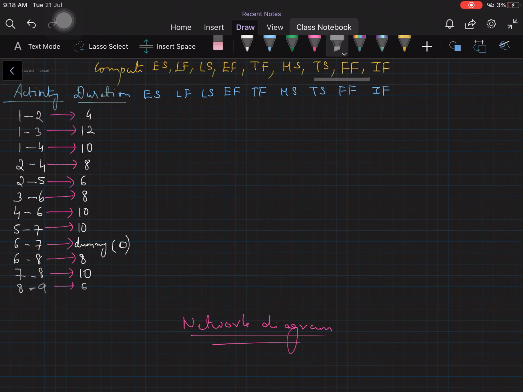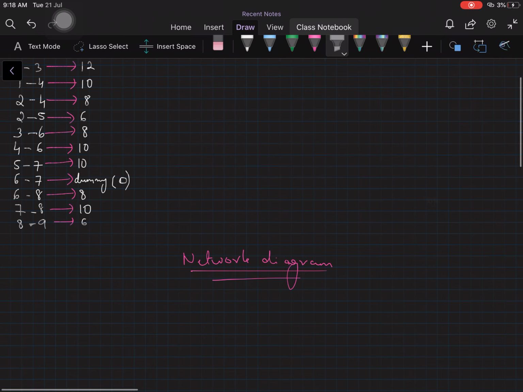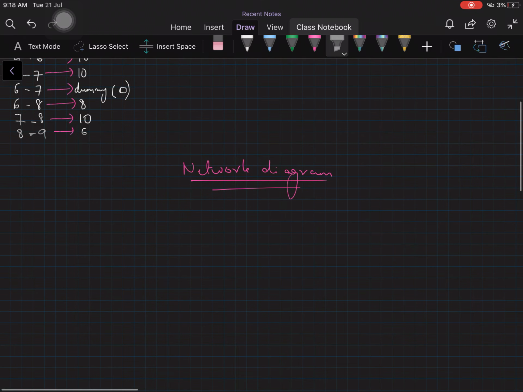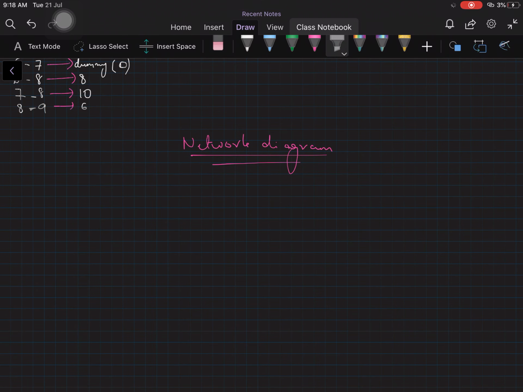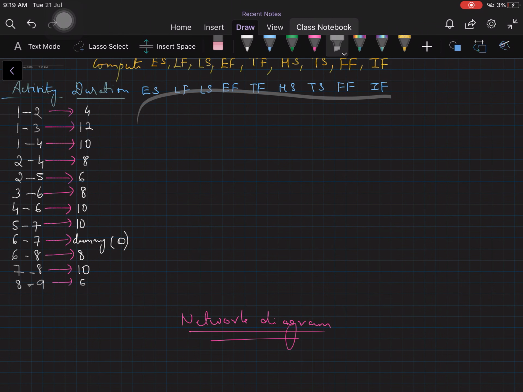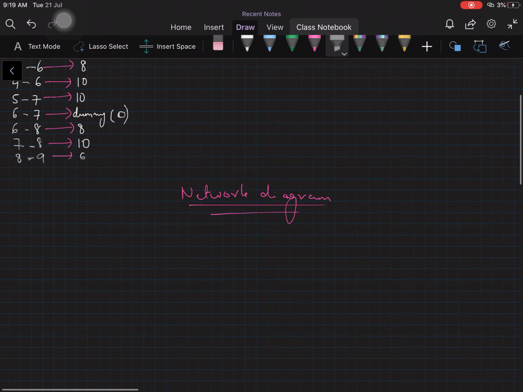Now when you are asked to compute these terms, the first thing that you need to do is to draw the network diagram. First, let us draw the network diagram and then fill in the values of these terms for each and every activity. Let's begin. So first we will draw the network diagram, and one important thing that you need to follow while drawing the network diagram is this.